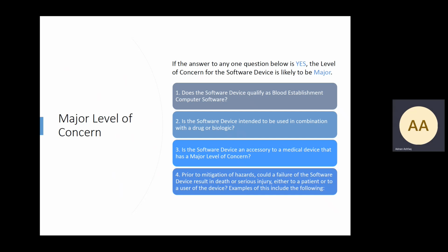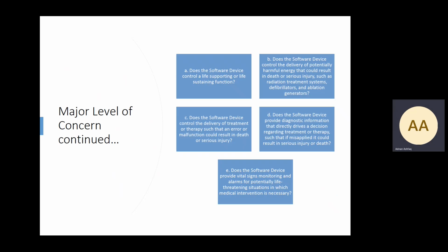And question 4, prior to mitigation of hazards, could a failure of the software result in death or serious injury either to a patient or to the user of the device? Examples of this include the following. A, does the software device control a life-supporting or life-sustaining function? Does the software device control the delivery of potentially harmful energy that could result in death or serious injury, such as radiation treatment systems, defibrillators, and ablation generators?